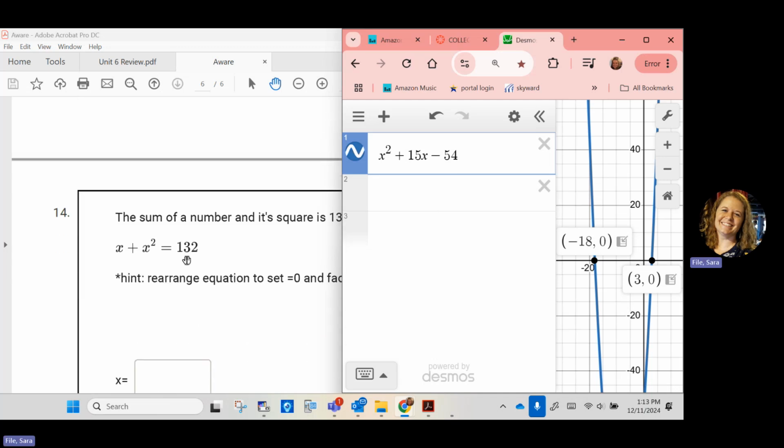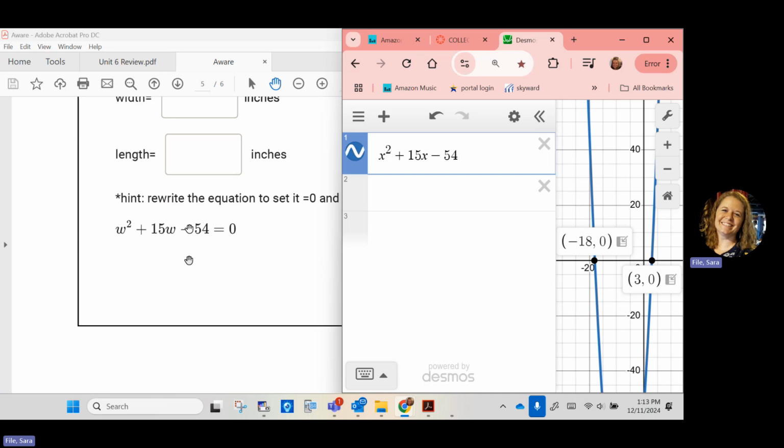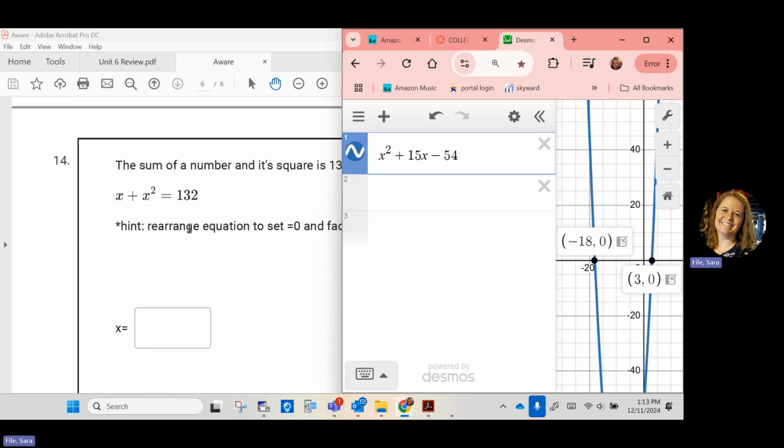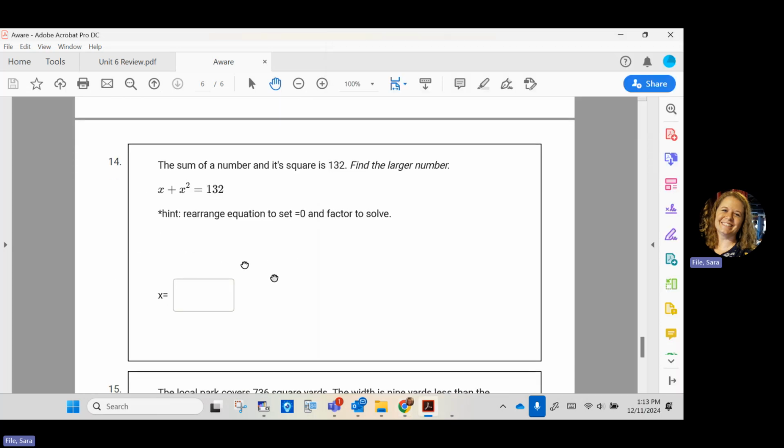So on this other word problem, I also put in a little hint here. If you look in Aware, we've got a hint. It says the sum of a number and its square is 132. So first they went ahead and wrote that out as an equation. Some number, x, plus its square, so x squared, is 132. They want us to find the larger of the two numbers.